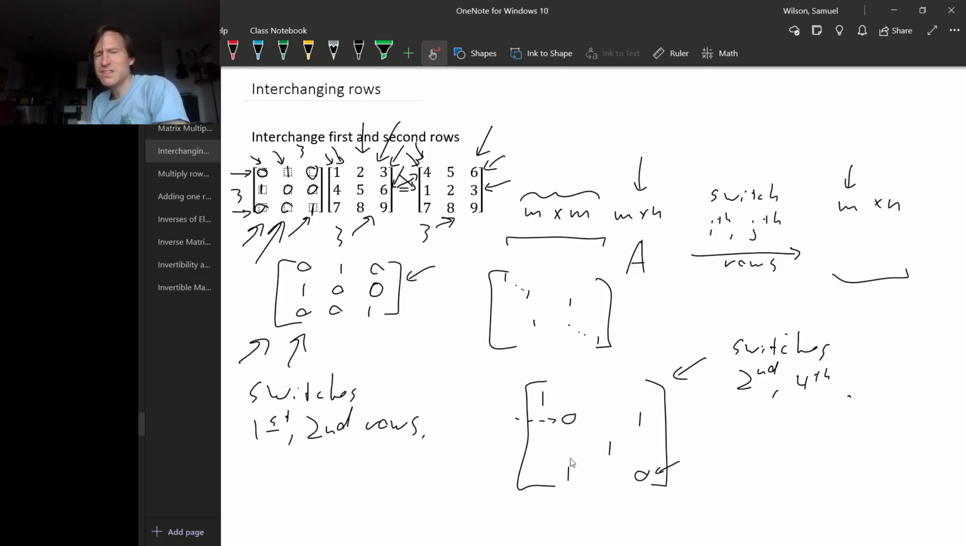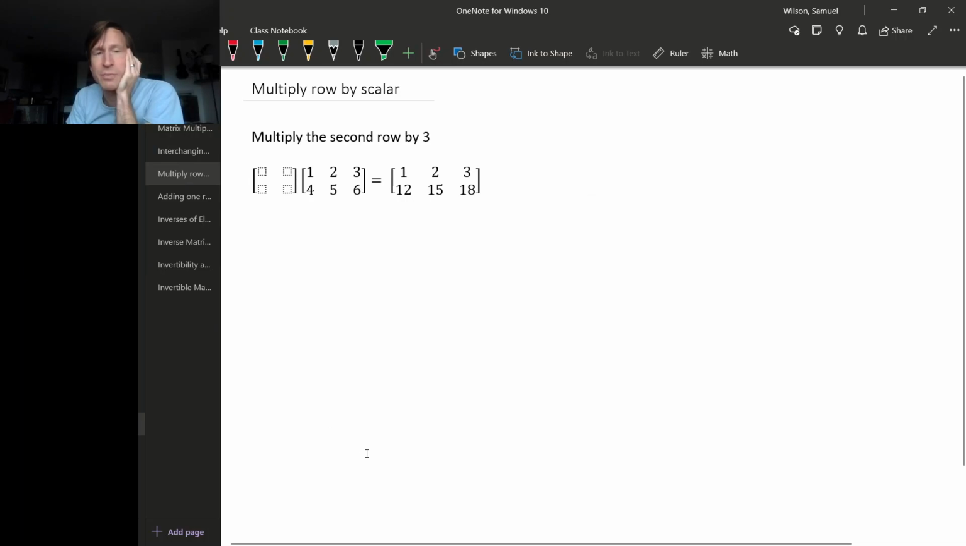Okay, and you can see for any square size and any pair of rows, you can come up with a matrix that switches rows like this just by matrix multiplication. All right, so that's interchanging rows. The next row operation that we should look at is multiplying a row by a scalar.